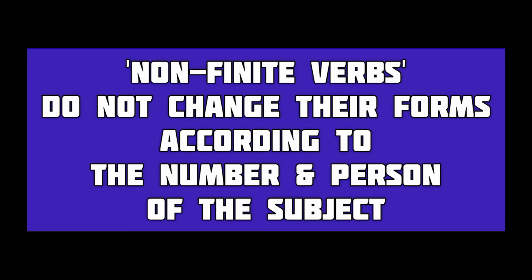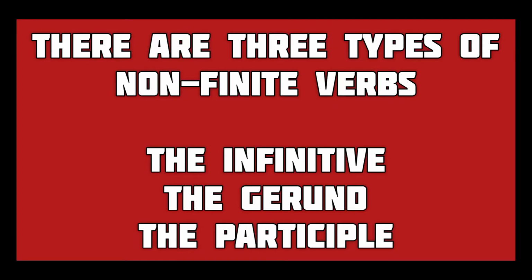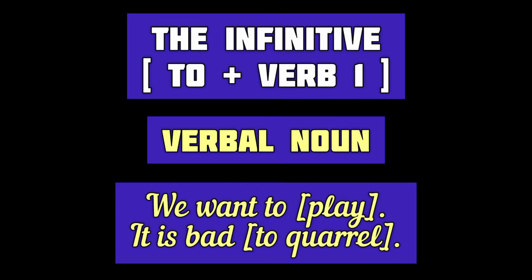As I said earlier, non-finite verbs do not change their forms according to the number and person of the subject. Non-finite verbs do not function as root or base verbs. There are three types of non-finite verbs, namely infinitives, gerunds, and participles. To begin with, the infinitive is a non-finite verb. It's formed by to and the first form of the verb.